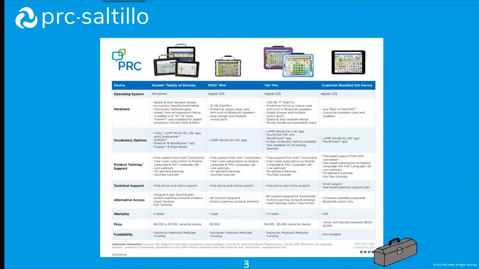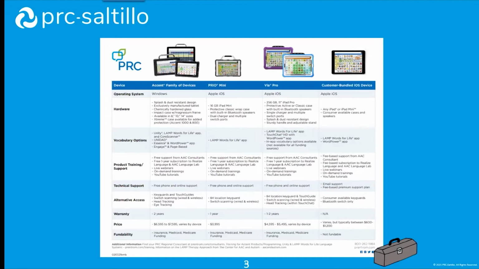So across the top, on the left is the Accent family of devices. The hardware aspect of things, you've got an 8-inch, 10-inch, and 14-inch size device. There's an extreme case that can be added to the product names. You'll hear Accent 1000 is a 10-inch size, Accent 800 is an 8-inch size, not 800-inch. Splash and dust resistant, so that it has that durability we're looking for. It's an exclusively manufactured tablet, so it's set up with AAC in mind.